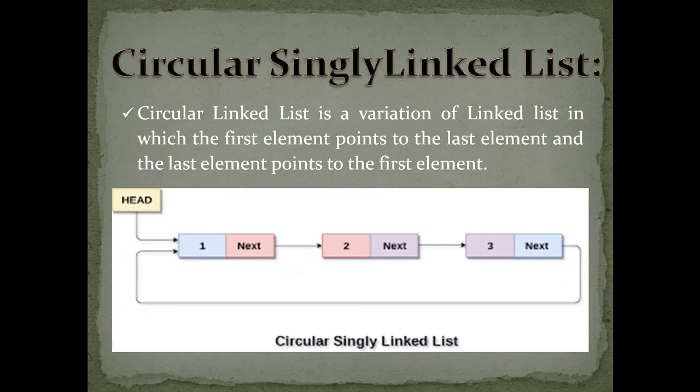Now, the circular linked list. A circular linked list is also known as a circular singly linked list, because the circular singly linked list is similar to the singly linked list, but there is one exception. The exception is that in a circular singly linked list, the last node is not pointing to null. The last node is pointing to the start node.